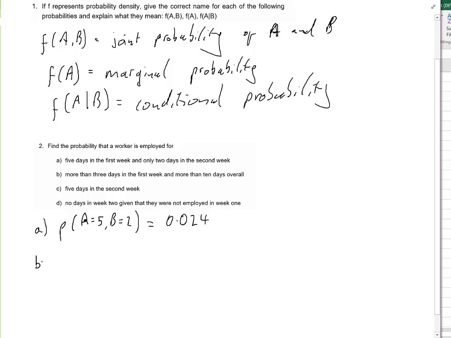Okay, B, probability that A is more than 3 days.